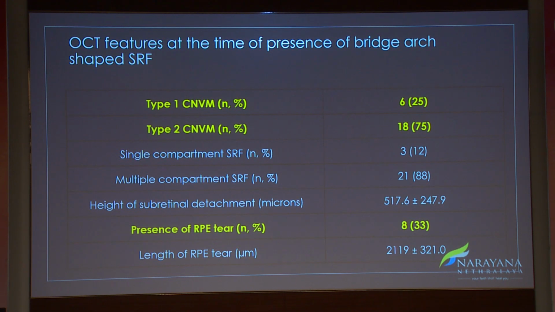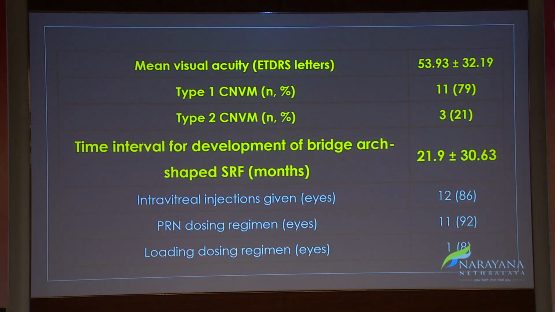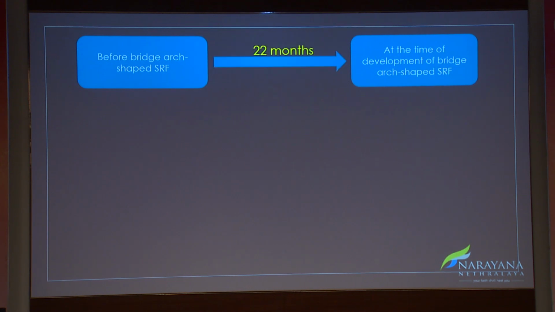We also saw that the presence of RPE tear was 33%. And in the 14 eyes where we had the OCT prior to the development of bridge arch-shaped SRF, we found that the mean visual acuity was more, that is 53 letters, and type 1 CNVM was more, that is 79%, while type 2 CNVM was just 21%. We also found that the mean time interval for the development of bridge arch-shaped SRF was 22 months.